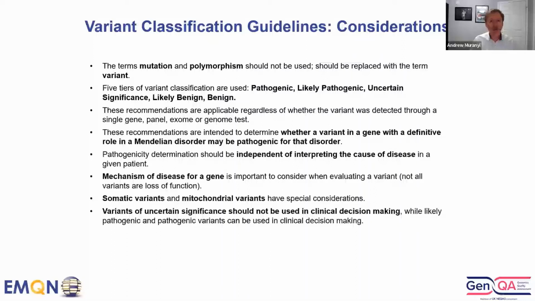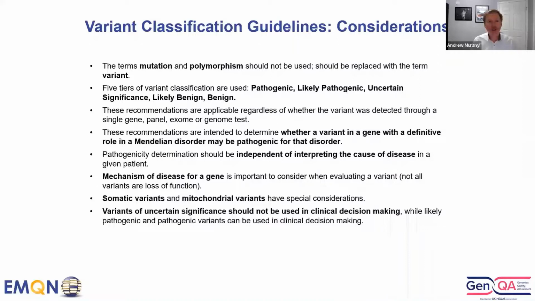So, some considerations to keep in mind when reviewing variant interpretation. The first is the terms mutation and polymorphism. Because they are somewhat ambiguous, they should not be used and have been replaced with the term variant. Variants can be classified into five different categories: pathogenic, likely pathogenic, uncertain significance, likely benign, and benign.